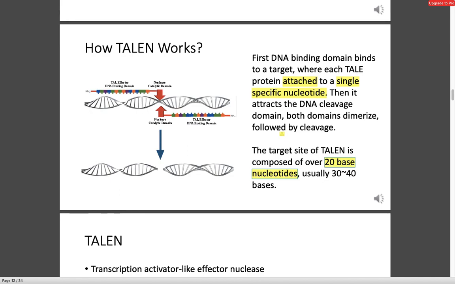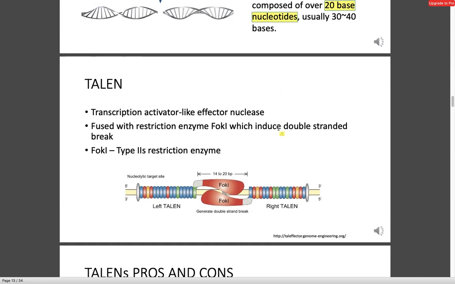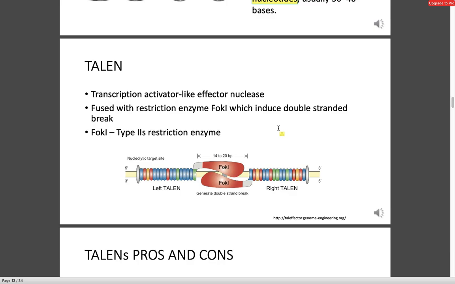Okay, then transcription activated like effector nucleus fused with restriction enzyme FokI. So another, okay, so selain daripada ZFN just now, FokI was also used in TALEN. Alright, so this is FokI, a type 2 restriction enzyme. So FokI type 2 restriction enzyme is also being used in the TALENs.